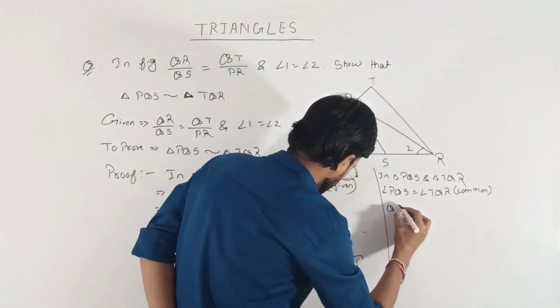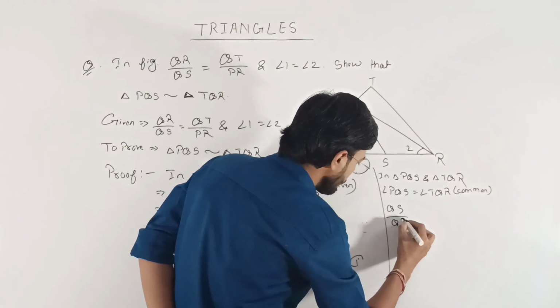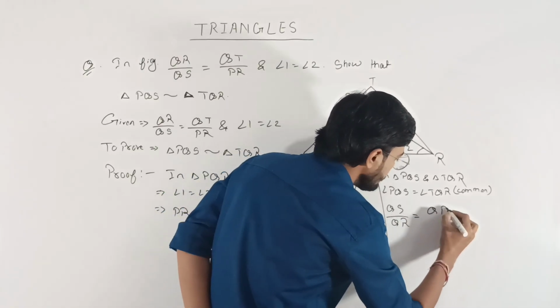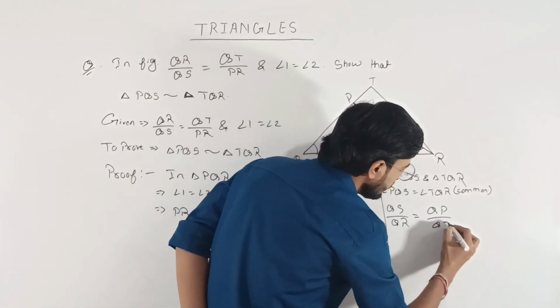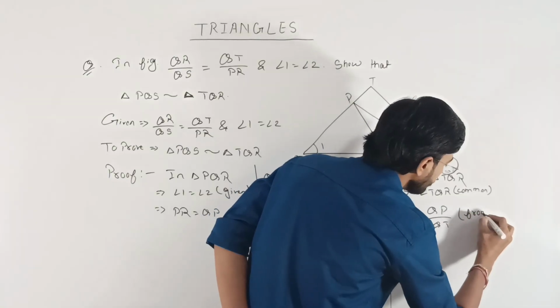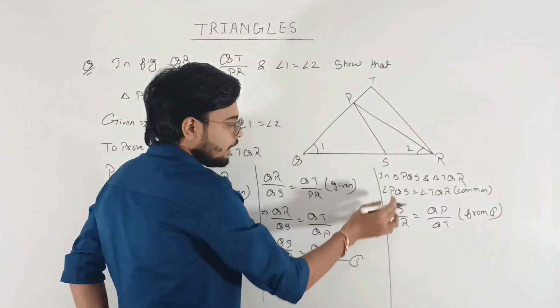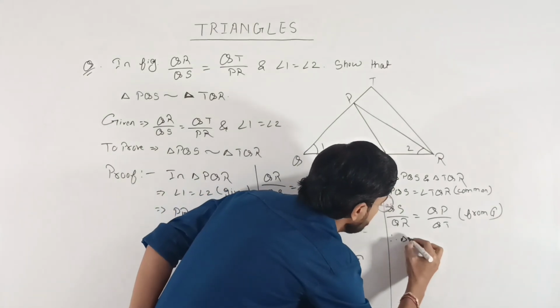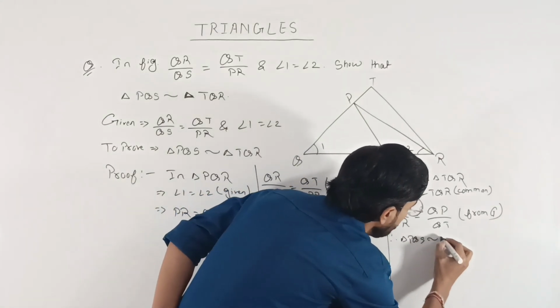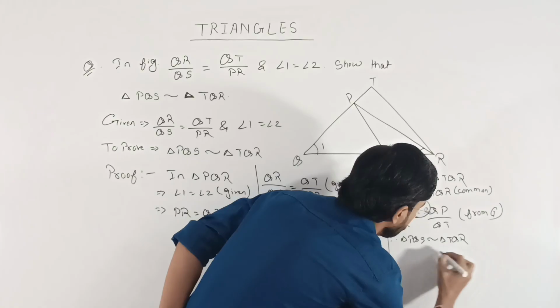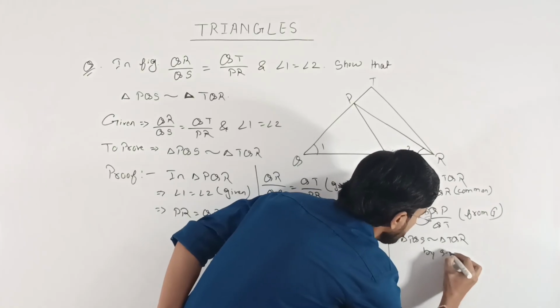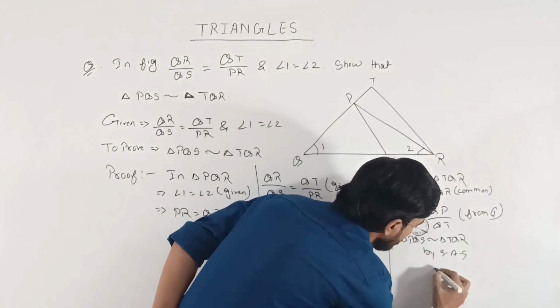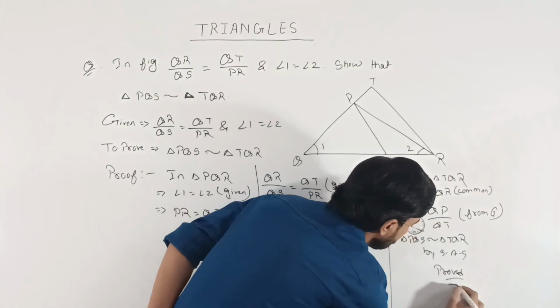Now second thing is side QS upon QR is equal to QP upon QT. This is from first. Now my triangle PQS and triangle TQR are similar. Therefore, triangle PQS is similar to triangle TQR by side angle side. Okay. Now this is proved.